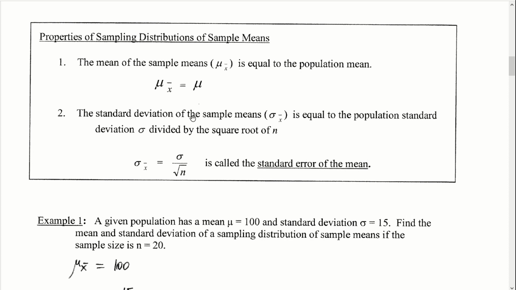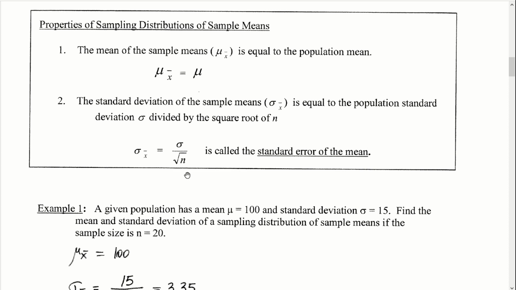The standard deviation of the sampling distribution is also related to the standard deviation of the original distribution via the following relationship. Sigma sub x bar is equal to sigma, that would be the population standard deviation, divided by the square root of the sample size. Again, this is the standard deviation of our sampling distribution. It's also sometimes referred to as the standard error of the mean.